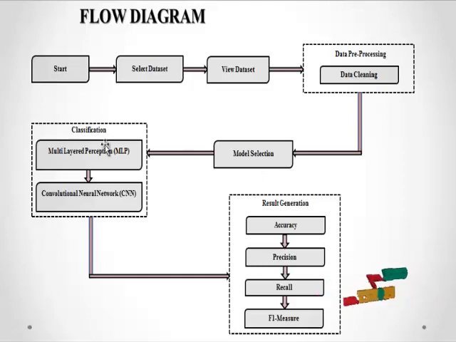And then classification. Classification uses two algorithms from our base paper. One is MLP, which is existing, and then CNN. CNN is our proposed algorithm. MLP means multi-layered perceptron, and CNN is convolutional neural network. After completing this classification process, we go to result generation: accuracy, precision, recall, F1 measure score.